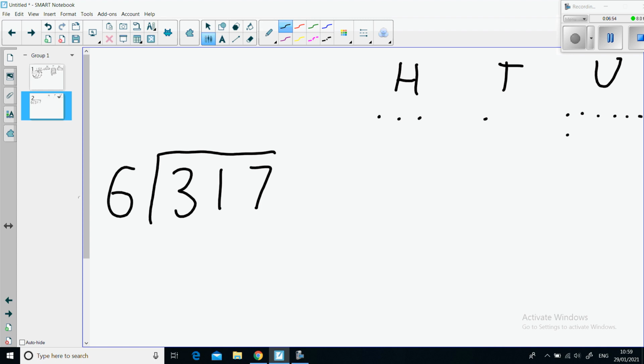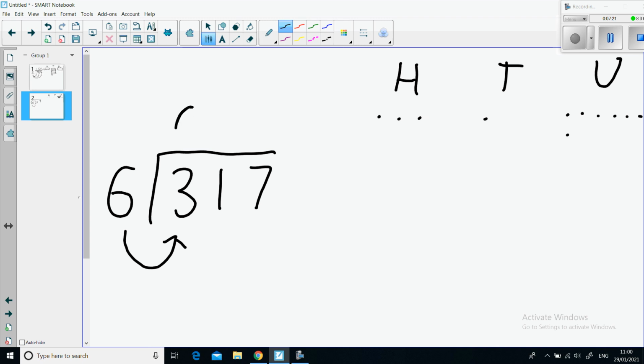So the very first thing we do, the number 6 wants to fit into the bus stop, so it's going to try to go into the 3 first. What we need to do first is circle any groups of 6 that we can find. But we've only got 3 dots here. We haven't got enough dots to circle a group of 6 because there aren't 6 dots or more. So we can't do it. We've got 0 groups of 6. 0 groups of 6 will fit there.